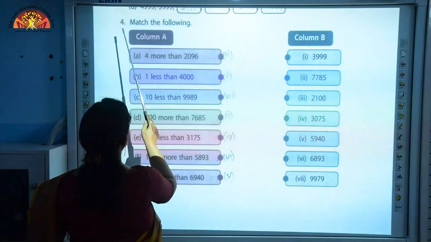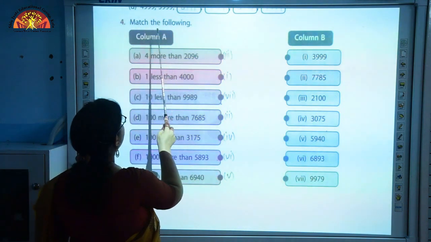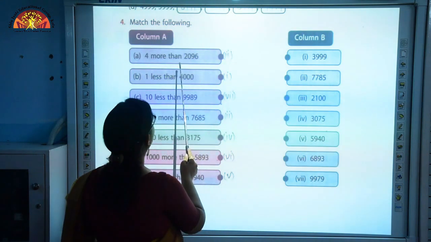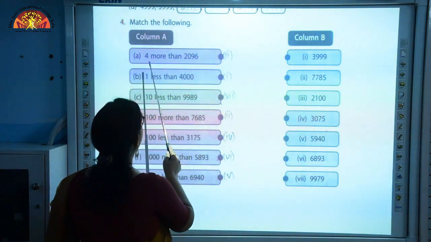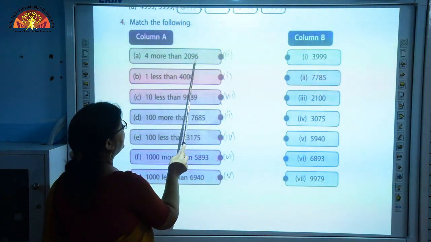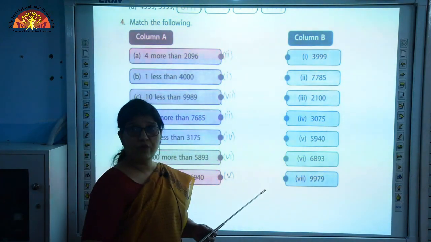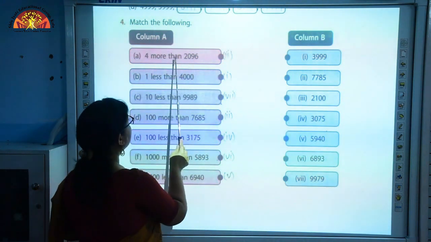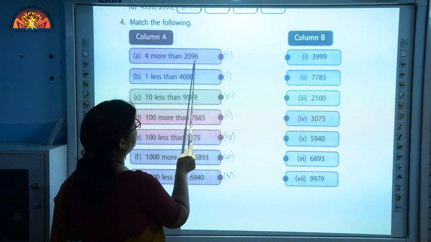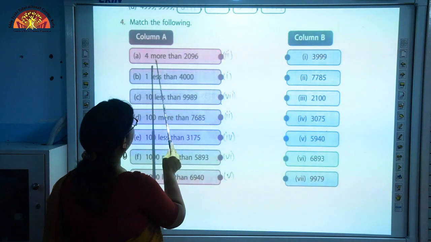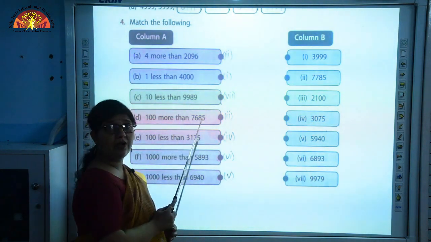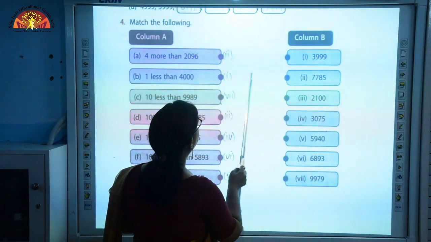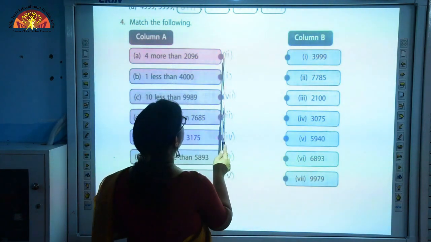Now next question number 4 is match the following, column A and column B. We match with correct option column A and column B. Now first is 4 more than 2096. 4 more than 96, more than means add. So now you have to add 4 in 2096. When we add 4 in this number, we will get 2100. So where is the correct option? This is third. So we write third in front of A part.